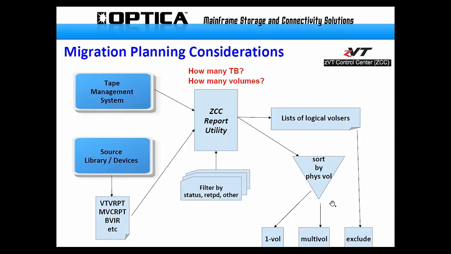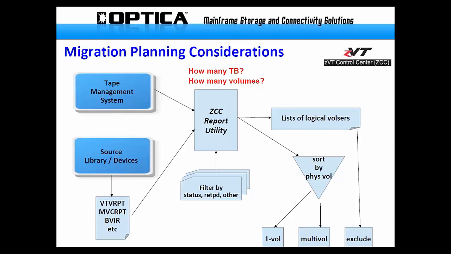We also want a separate list of tapes for multi-volume tapes, because we want to probably copy those together. We don't want to have part of a multi-volume tape in the source library and part in the target library. And we have perhaps some exclusion lists, things that we don't want to copy, and as we said, those are volumes that are about to expire or that for some reason we don't want to copy because we want to use some other utility.